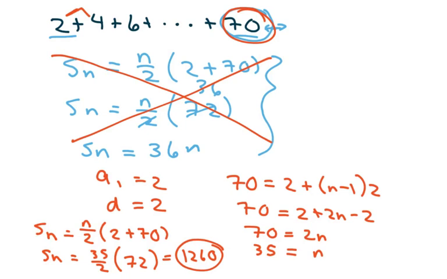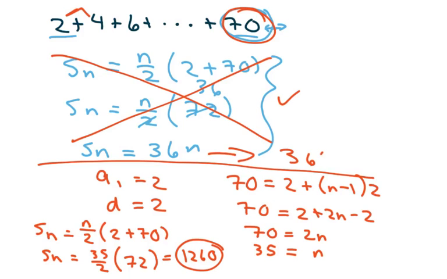So if you wanted to, you could have done it this way and then plugged in, you'd have to do this part as well. And from here, you would have gone 36 times 35. So either way, but it's kind of better just to go with this route here. Okay, the next one, we'll do it the better way.